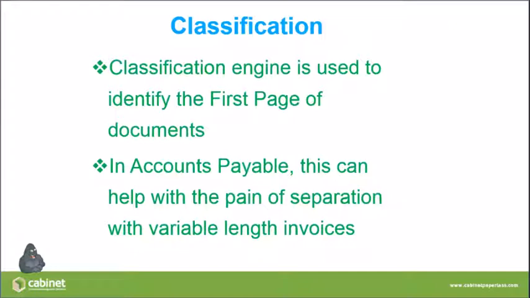For example, in accounts payable, it can help with the separation of variable length invoices. It can help with the separation of different types of documents. So you could run purchase orders, invoices, and checks through one job, and classification will separate them out and grab the correct data off of each and every one of them automatically.